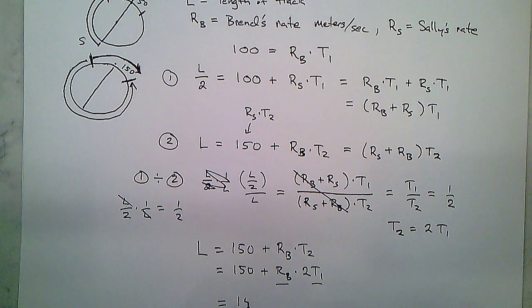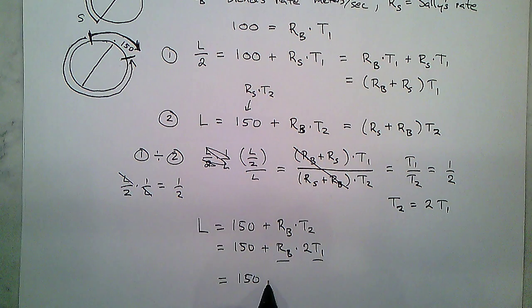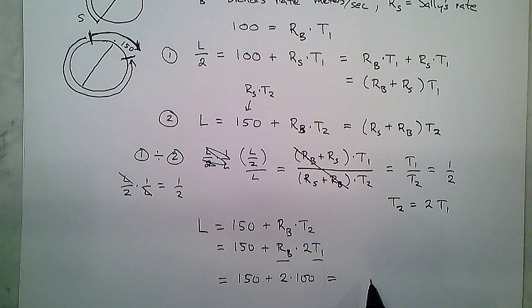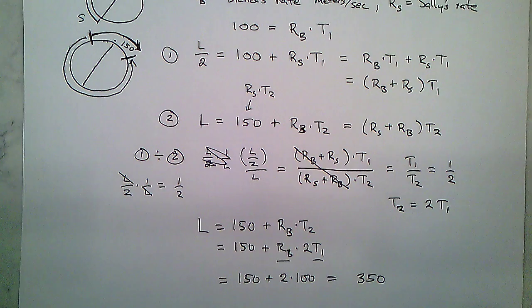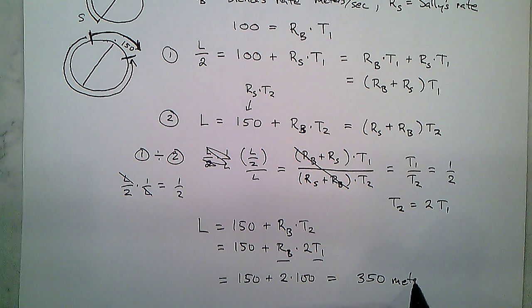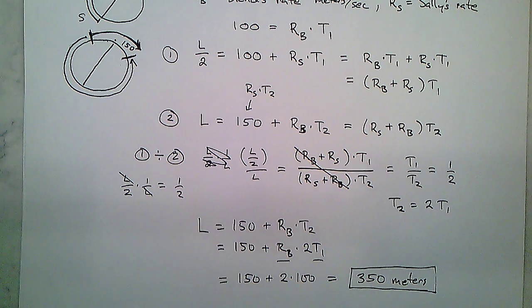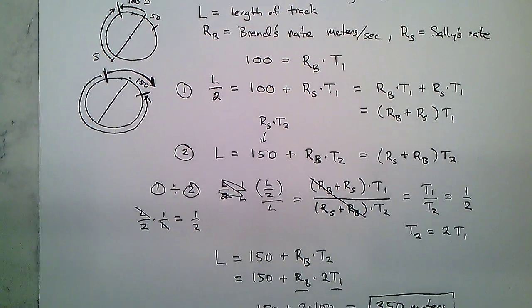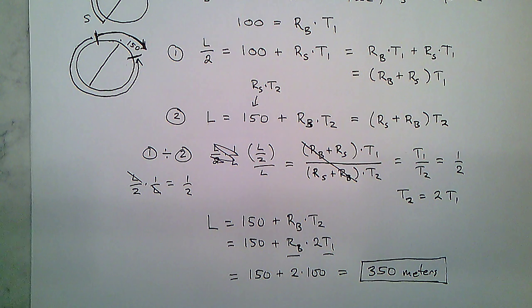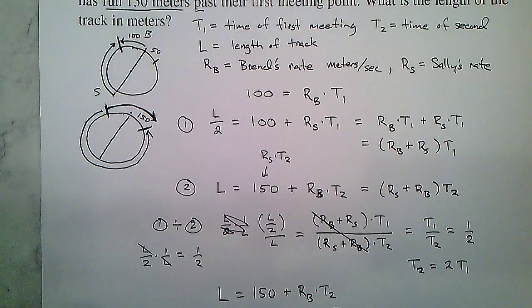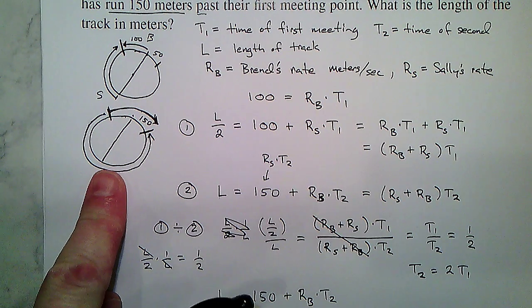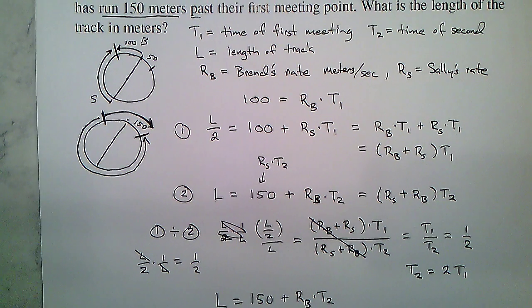And now I got it. So this is 150 plus 2 times the rate of Brenda times T1, which is times 100. So I get 150 plus 200, which is 350 meters. And there's your answer. Okay. So again, not, I don't think, a horrible problem for you. Again, for me, I think it's very useful to sketch some sort of picture to do a problem like this.